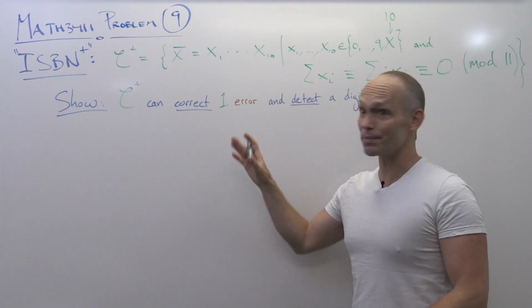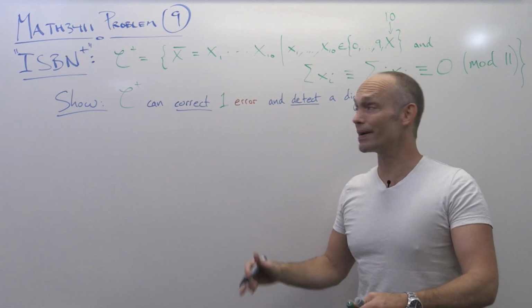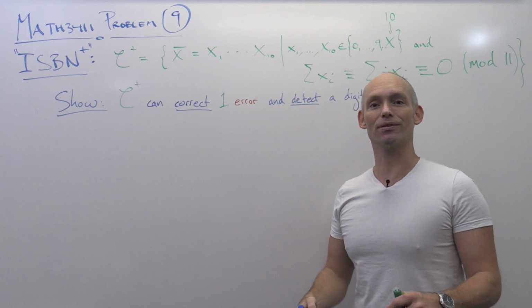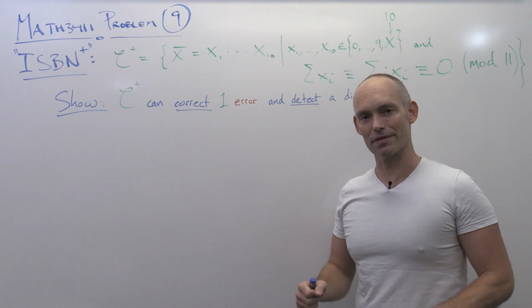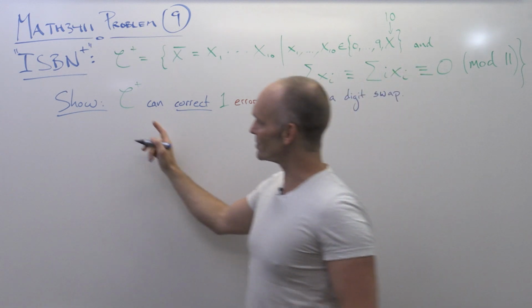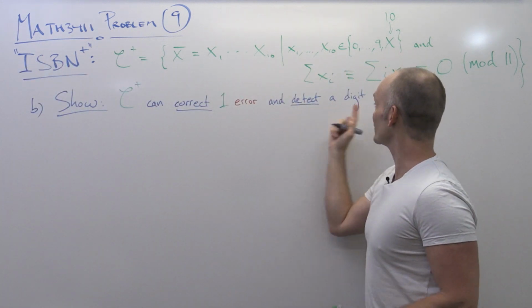By the way, I've already been a bit lazy because the first part of this question asked you to estimate how big this code was. I'll let you do that. It's sort of a fun, heuristical game. There are several answers, and I'll leave that as a challenge to you. But here in part B, show that this code here can correct one error and also detect a digit swap.